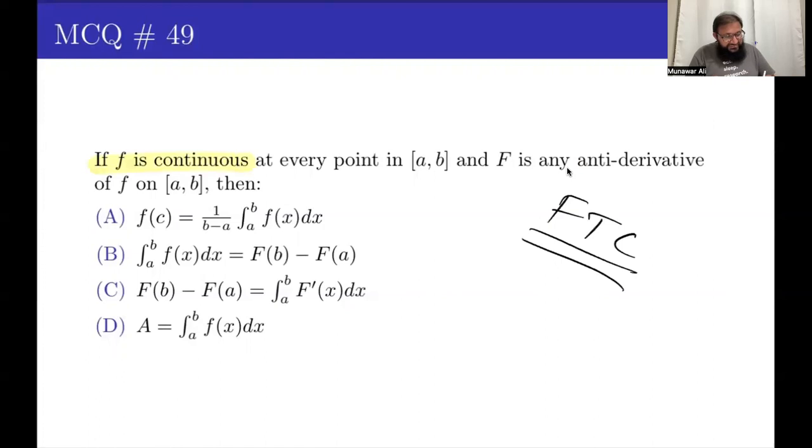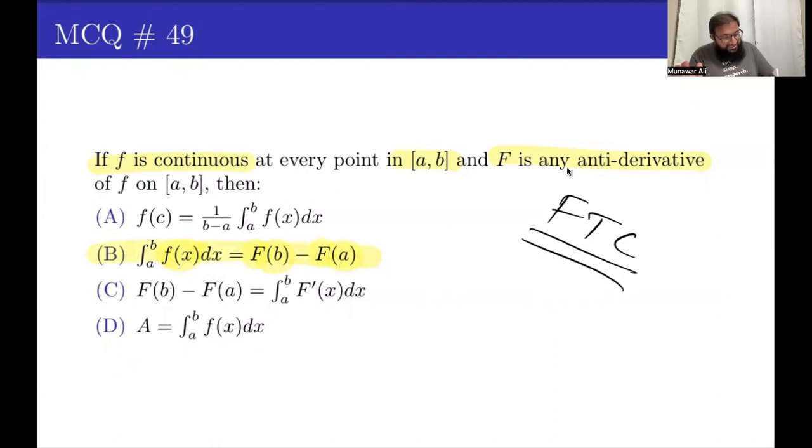F is continuous at every point. F is its antiderivative. Then if you integrate this f, you can see I've directly selected option B, because I'm going to tell you how it works. The antiderivative of small f is this big F. And you know very well, if you have the antiderivative of a function, just evaluate at the upper limit and evaluate at the lower limit and you're done. So this is your option.